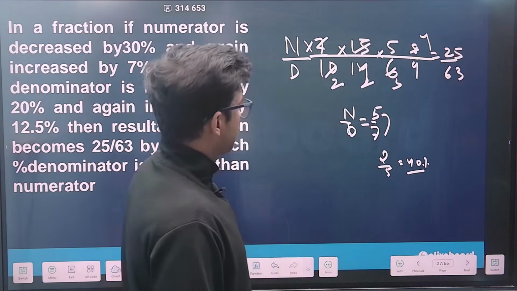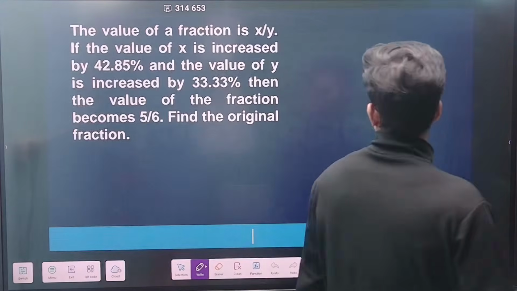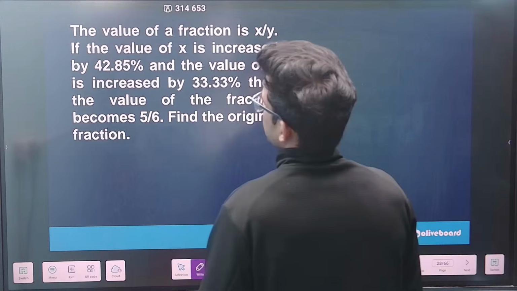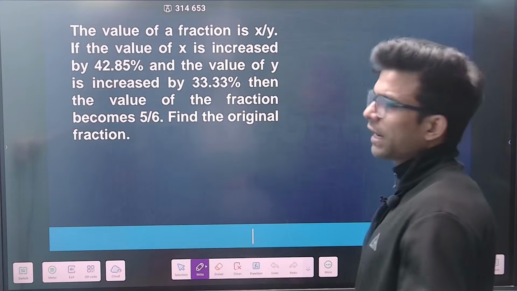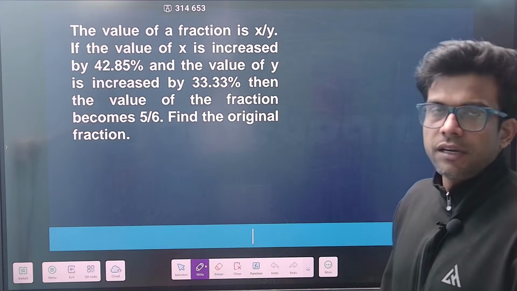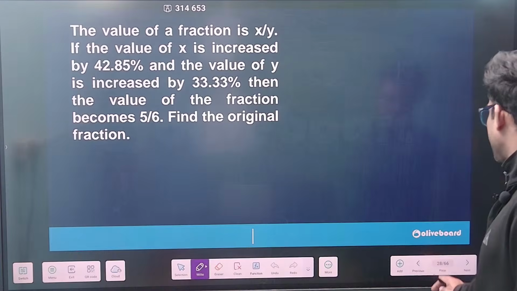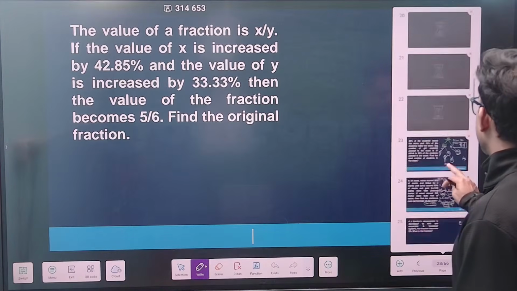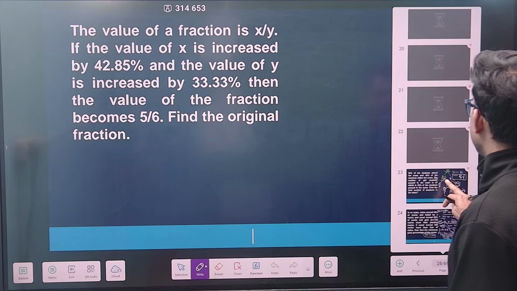Let's find one more problem. So these are like fractional problems. Let us now solve yesterday's homework. We have also done the homework, so let me just solve the homework.